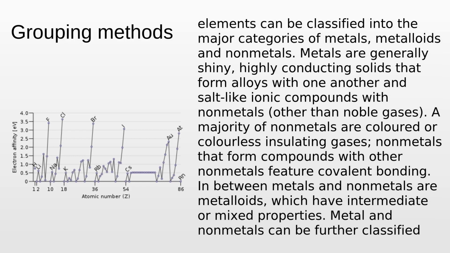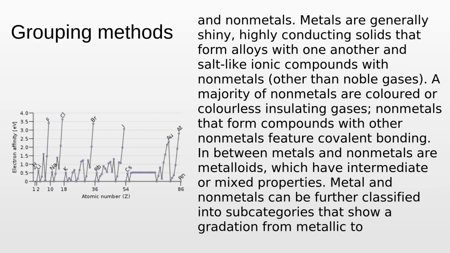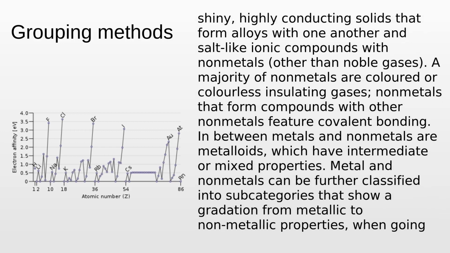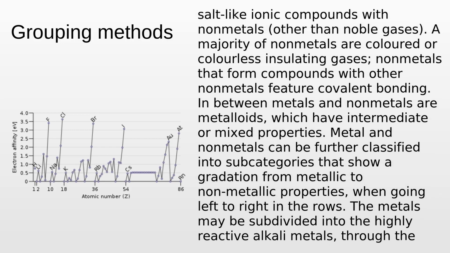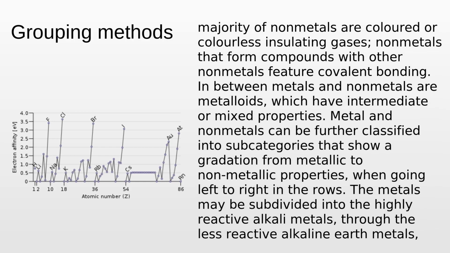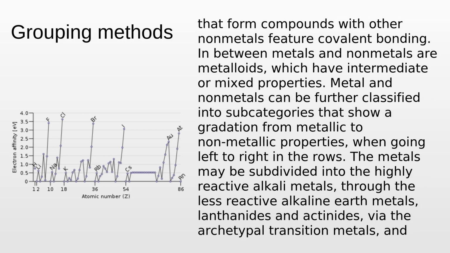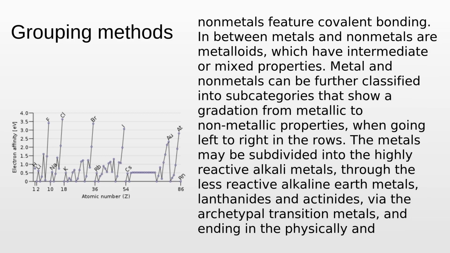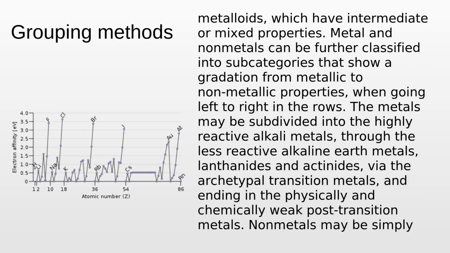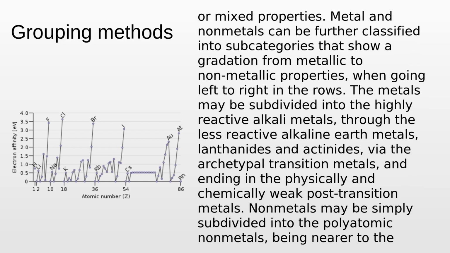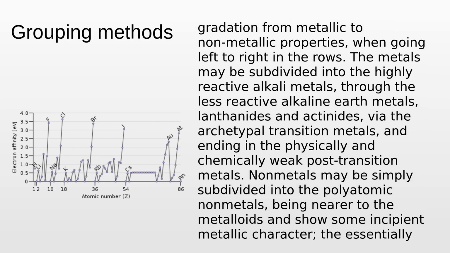The elements can be classified into the major categories of metals, metalloids and nonmetals. Metals are generally shiny, highly conducting solids that form alloys with one another and salt-like ionic compounds with nonmetals. Other than noble gases, a majority of nonmetals are colored or colorless insulating gases. Nonmetals that form compounds with other nonmetals feature covalent bonding. In between metals and nonmetals are metalloids, which have intermediate or mixed properties. Metals and nonmetals can be further classified into subcategories that show a gradation from metallic to non-metallic properties.